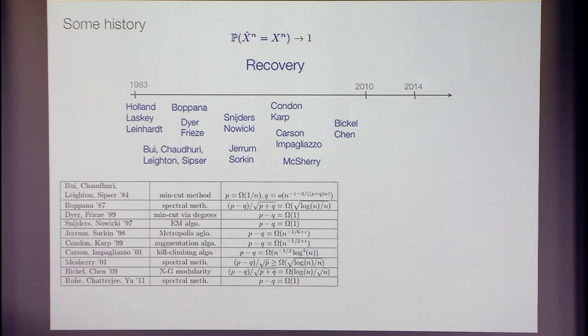Okay, and you recover all of them. This is all. X_n hat has to be equal to X_n, so all. That's exact recovery, the full thing. And it looks like this.